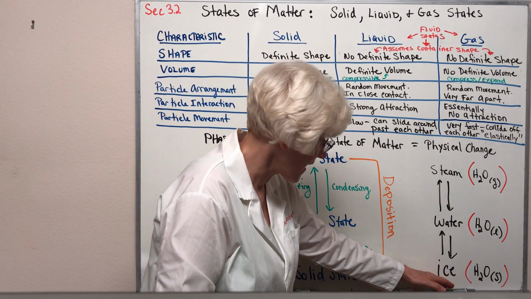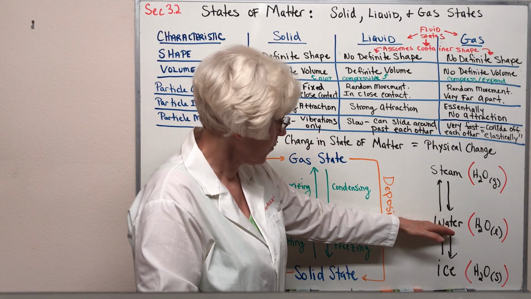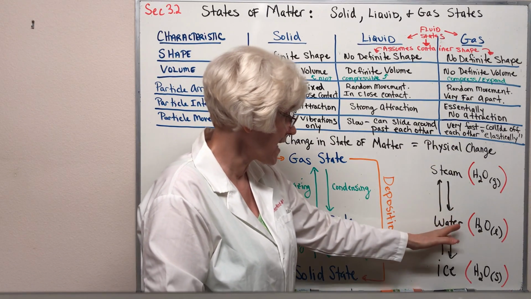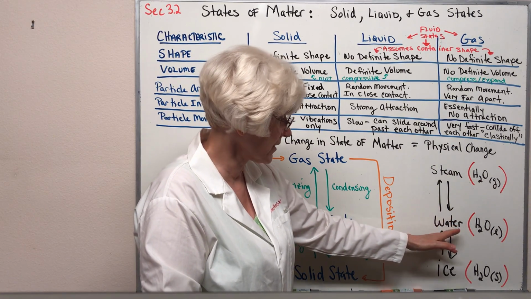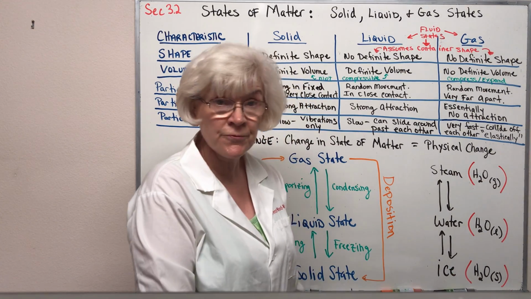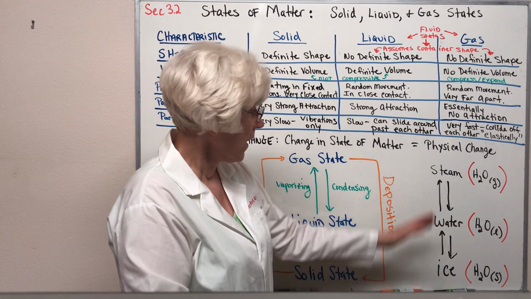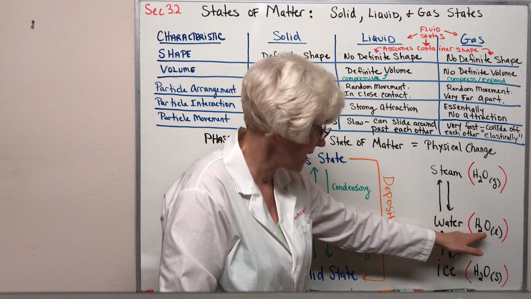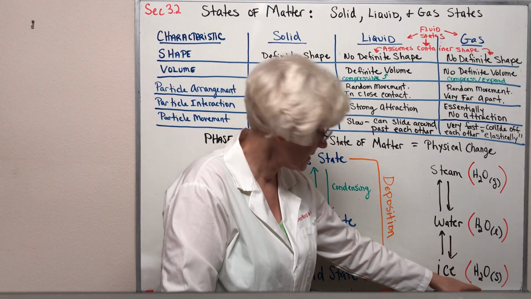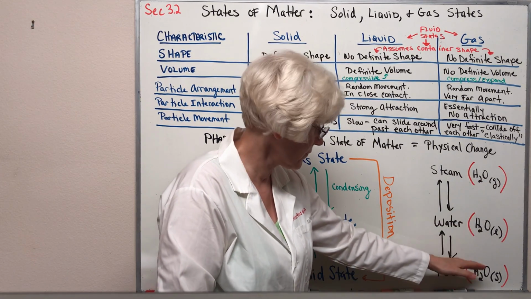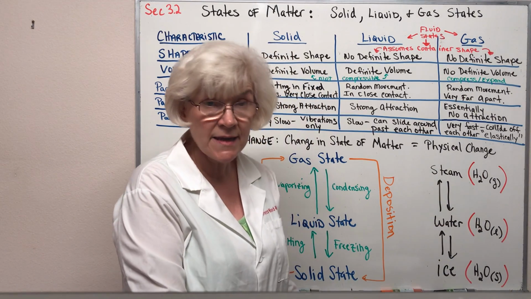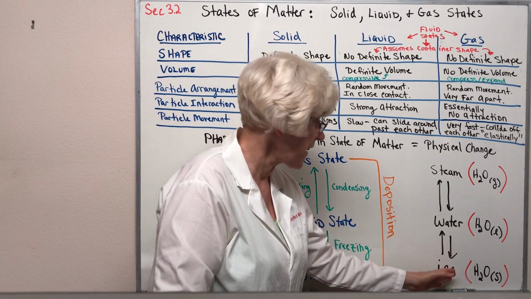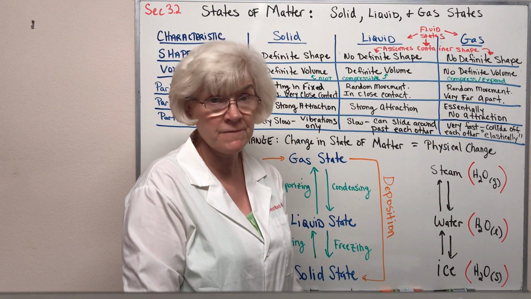So we are familiar that ice can melt and form water. Water can vaporize and form steam. Steam, if cooled down, will condense and reform water, and water, if cooled, will freeze and form ice. All of these changes are physical changes because we see that we have the same substance, same identity, same composition present at the beginning and end of these changes. We have not changed the identity of the substance, so phase changes are examples of physical changes.